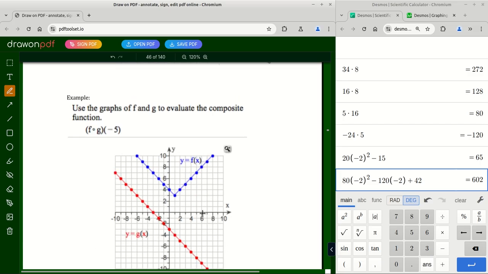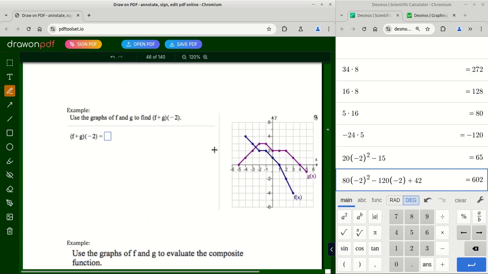Anyways, so last bit, we're almost done. So it says f plus g at -2. What they're saying is f function plus the g function at x equals -2. So x equals -2 is right here, and I'm wanting the y values. You're going to add the y values at those points.